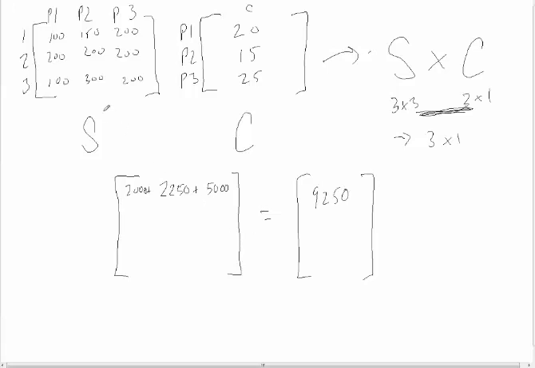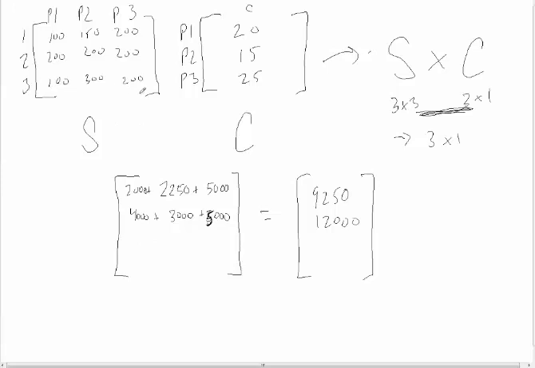50. Again, second row times first column will give us the entry in the second row in the first column. So 200 times 20, 200 times 15, 200 times 25. That's actually 5,000, sorry. And that gives us 12,000.